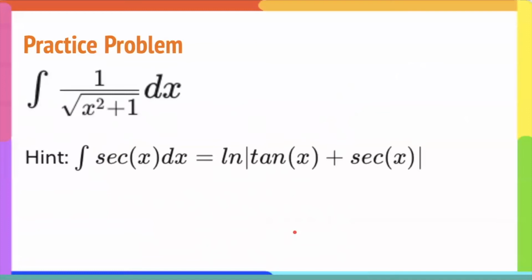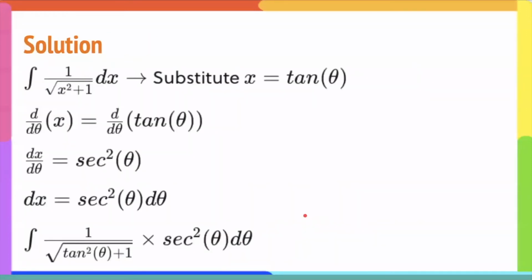So here is another practice problem. And here's a solution. So we see the square root of x squared plus a squared, where a is equal to 1. So we substitute x equal to 1 times tangent theta and differentiate both sides with respect to theta. The left side becomes dx over d theta, and the right side becomes secant squared of theta. Multiply both sides by d theta and substitute. So x is equal to tangent of theta, and dx is equal to secant squared theta d theta.